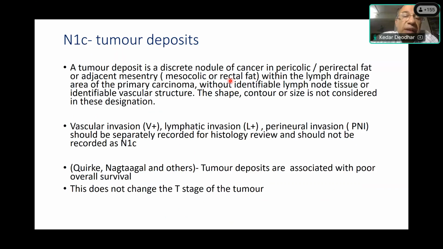So if we see a vessel, if we see lymphatic invasion, if we see perineural invasion, those are called as V plus or L plus.